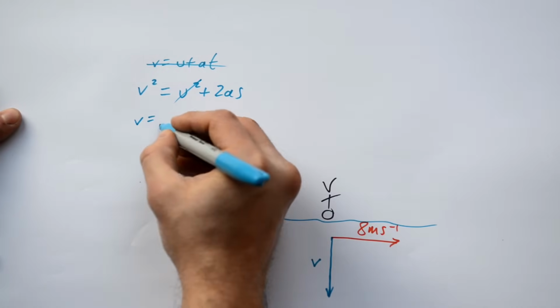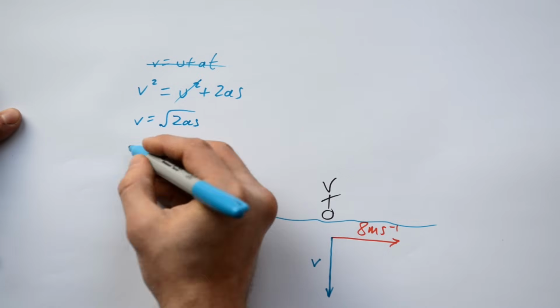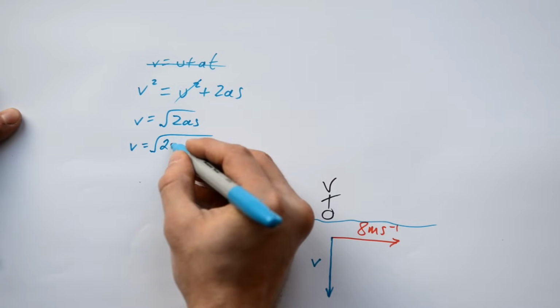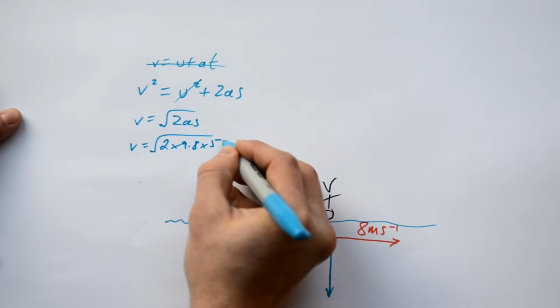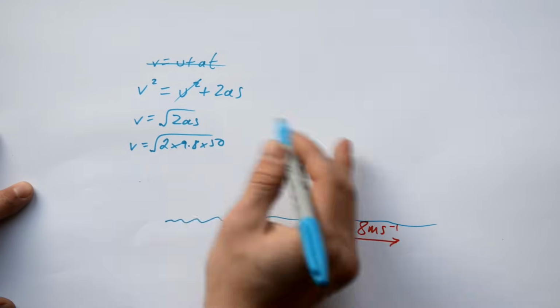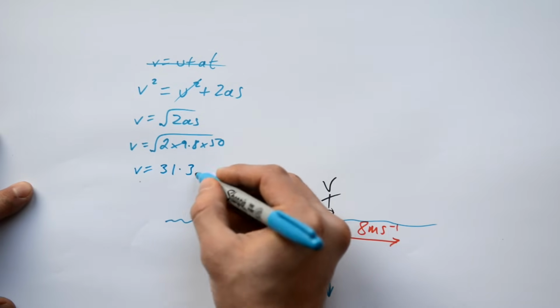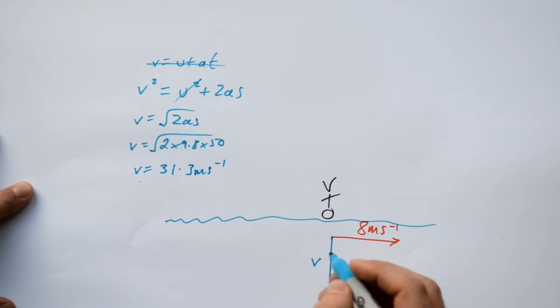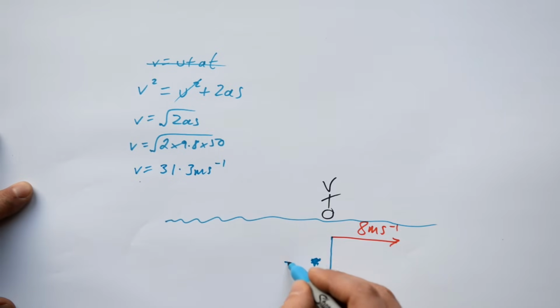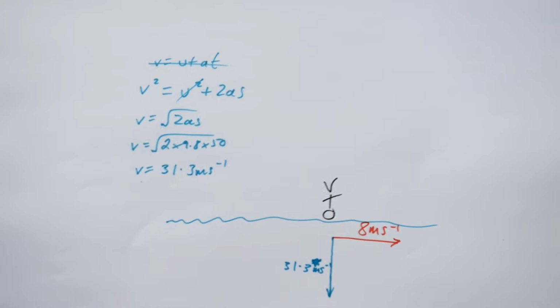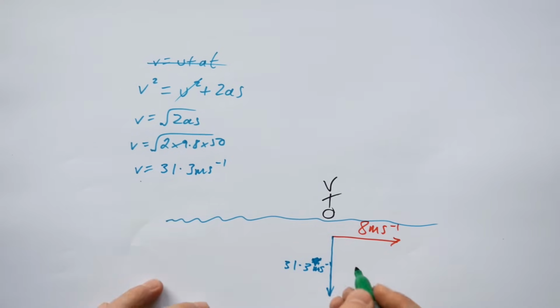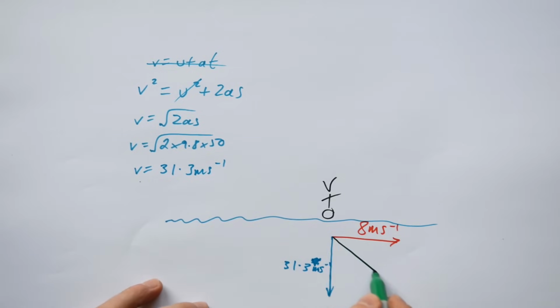So v is going to be the square root of 2as. So that's going to be the square root of 2 times 9.8 times 50. So that gives us a final downwards velocity of 31.3 meters per second. So I can put that on there now. Instead of v, I can say that's 31.3 meters per second. Now we know his final velocity is obviously going to be in this direction.